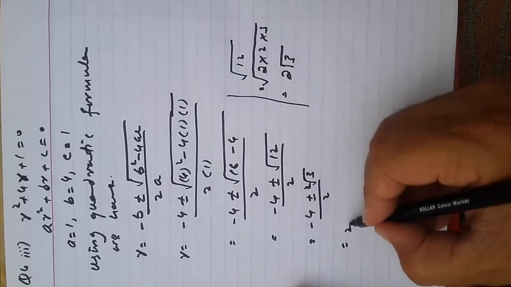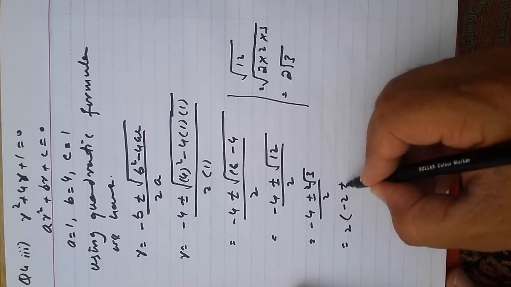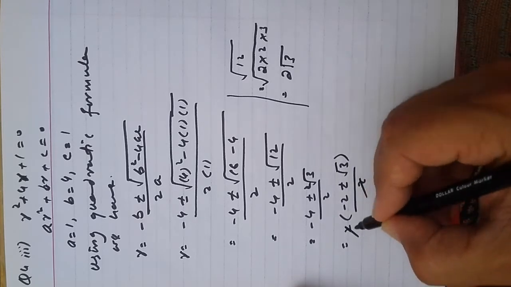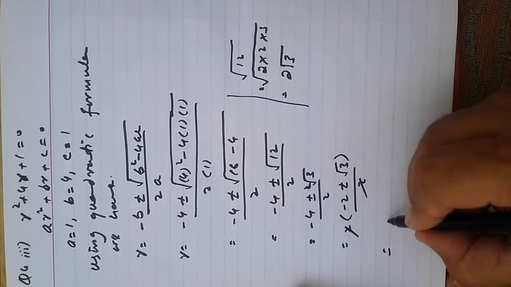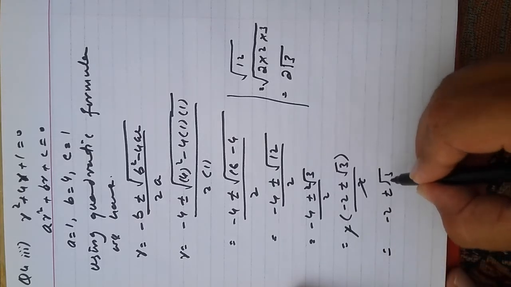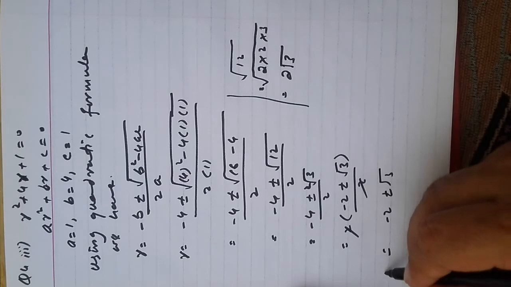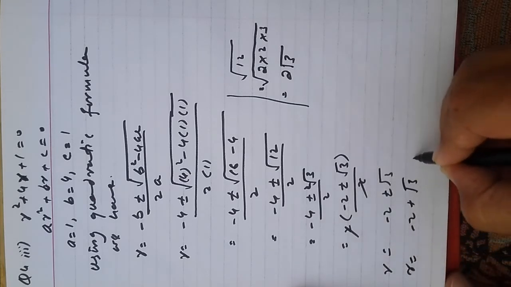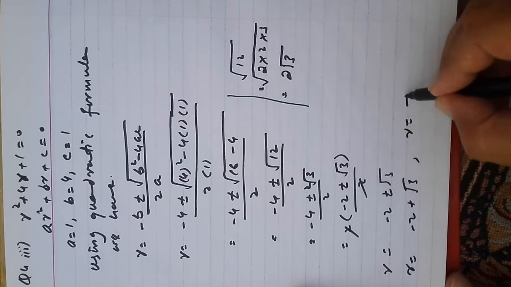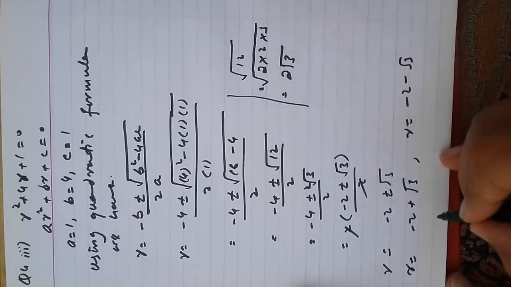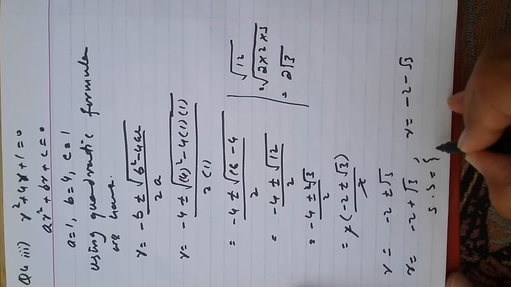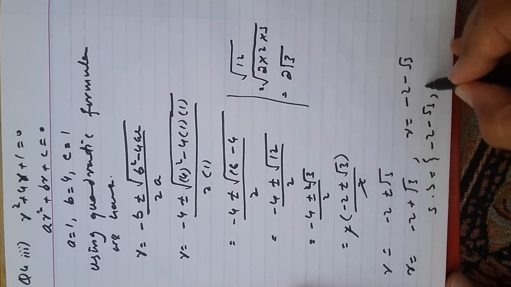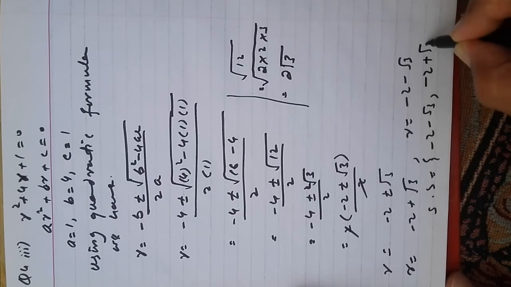Take 2 common, so we get minus 2 plus minus under the root 3 divided by 2. Cancel this 2 with 2, we get here minus 2 plus minus under root 3. r is equal to minus 2 plus under root 3 and r is equal to minus 2 minus under root 3. Solution set is minus 2 minus under root 3 and minus 2 plus under root 3.